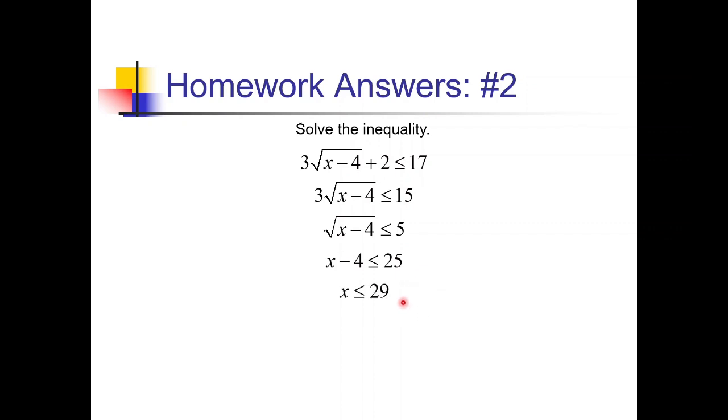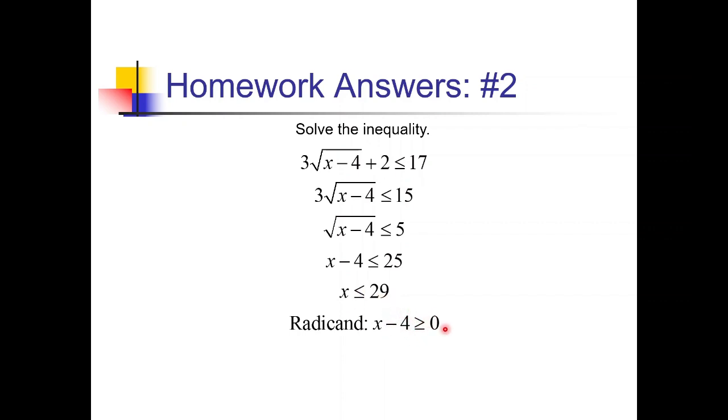Now we're not quite done. Because this is a square root, that means that the radicand, the x minus 4, has to be non-negative, has to be greater than or equal to 0. So we're also going to need to figure this out and throw it in with our final answer. So this one's pretty easy.